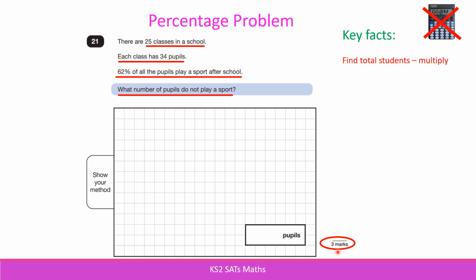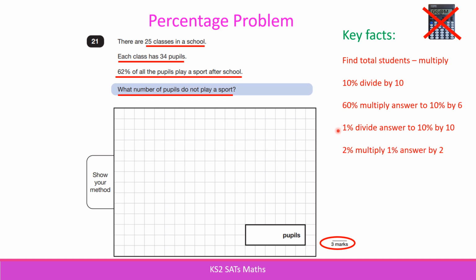Your key facts. You need to find the total number of students. So to find the total number of students you need to multiply. So here is where your first mark is going to be awarded for doing your multiplication. Then you've got to work out 62%. So in order to find 62%, you need to find 10%. And we find 10% by dividing by 10. We then find 60% by multiplying that answer to 10% by 6. Then you've got to find 1% by dividing the answer to 10% by 10. Then you're going to find 2% by doubling that answer or multiplying your answer for 1% by 2.